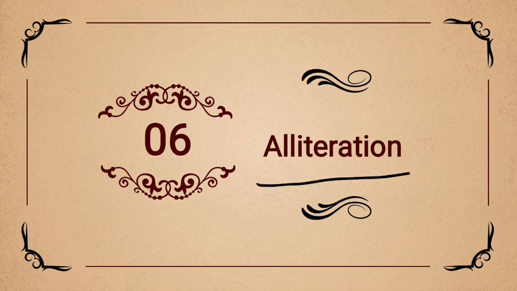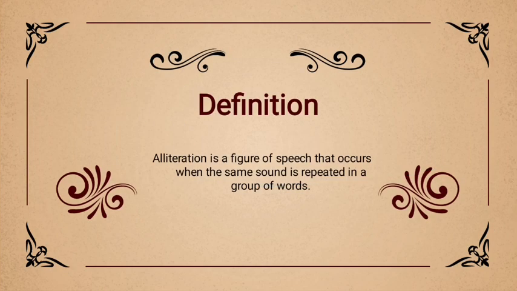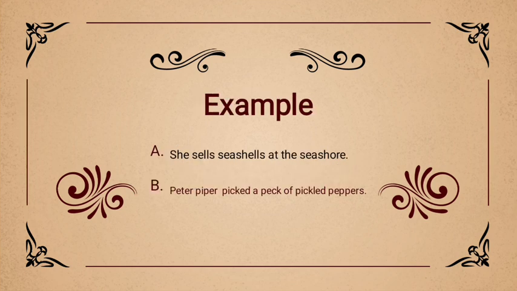Last is alliteration. Now we go to the definition of alliteration. Alliteration is a figure of speech that occurs when the same sound is repeated in a group of words. In this definition, we can see that the same sound is repeated again and again within a sentence. There is a group of words that give the same sound. For example, she sells seashells at the seashore.